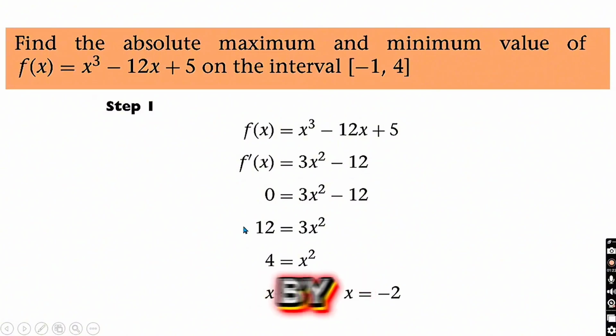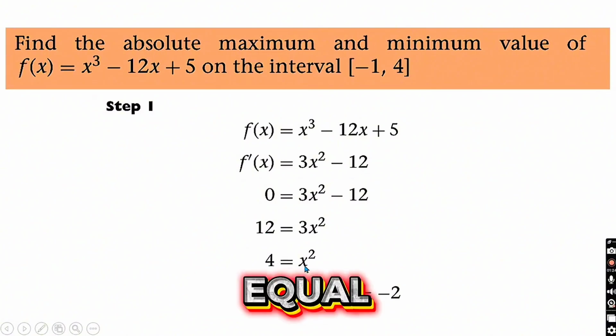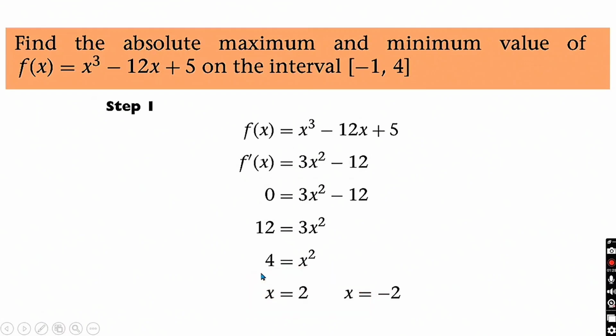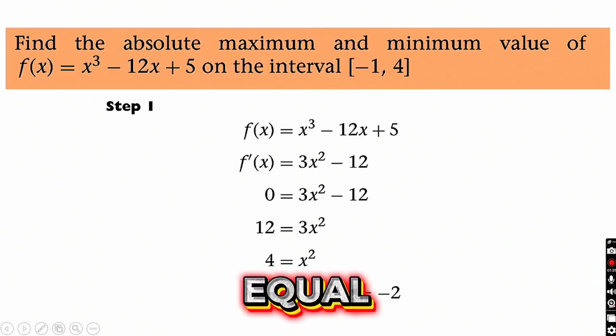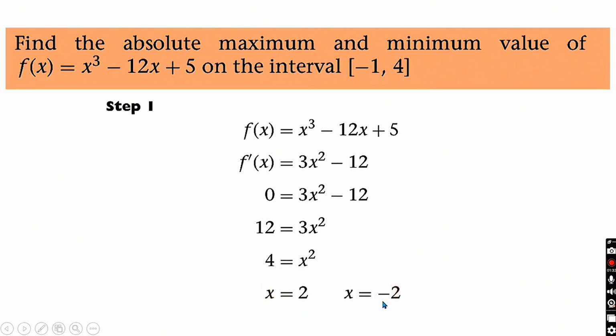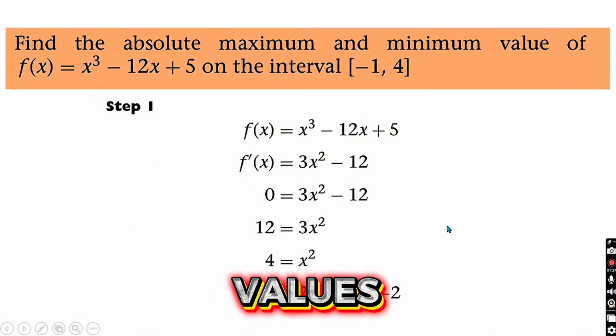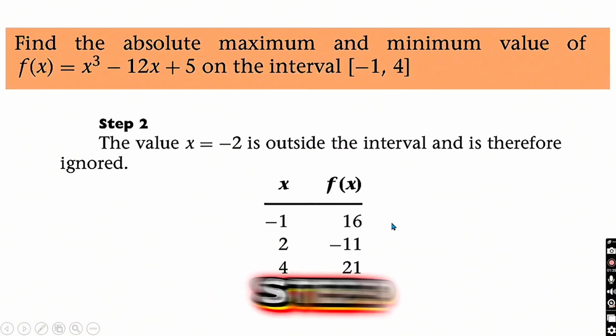Multiply both sides by 1/3. So that's 4 is equal to x squared. Extracting the square roots, we have x is equal to positive 2 and negative 2. So we will use these critical values. Okay, second step.